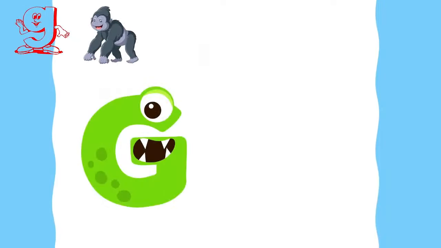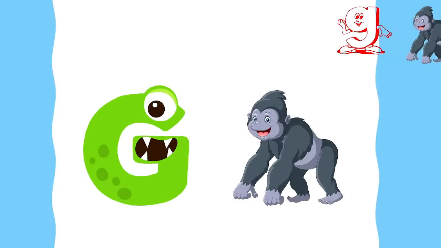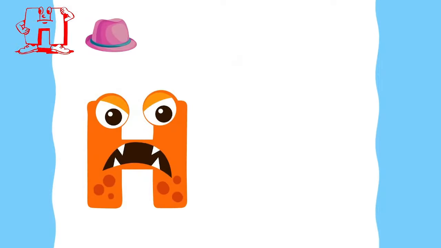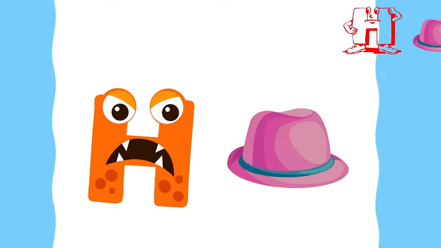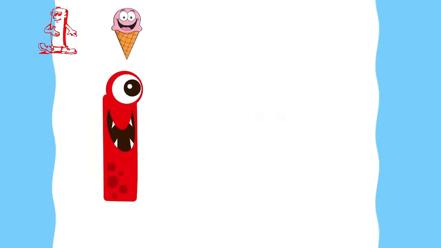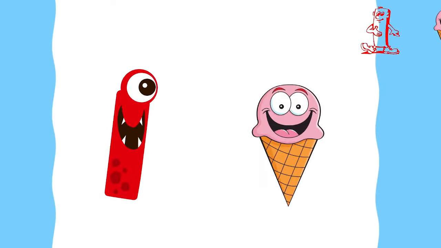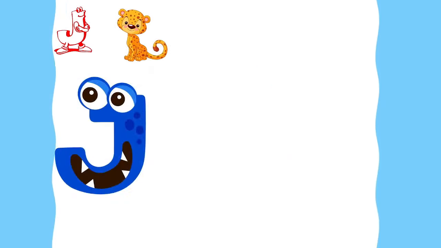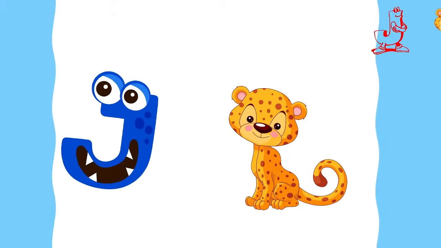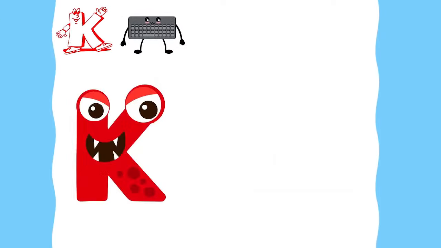G is for gorilla, g gorilla. H is for head, ha head. I is for ice cream, i ice cream. J is for joker, j joker. K is for keyboard, k keyboard. L is for ladybug, la ladybug.